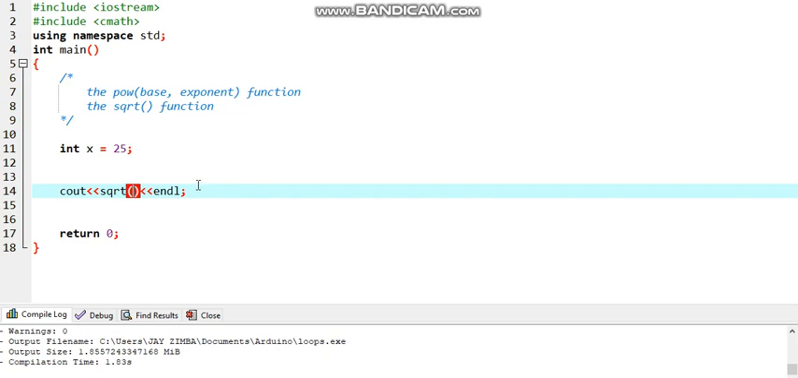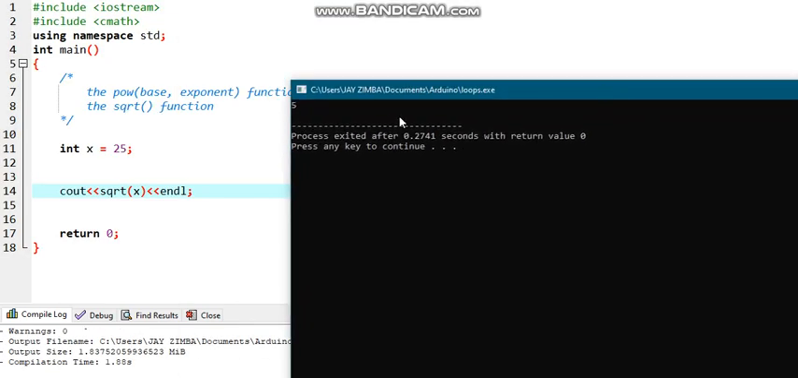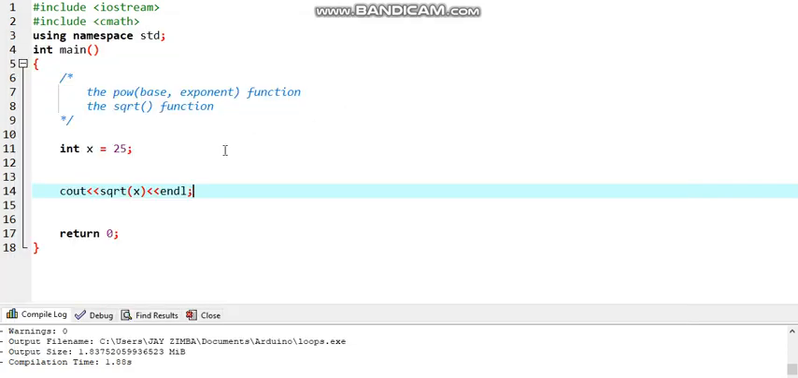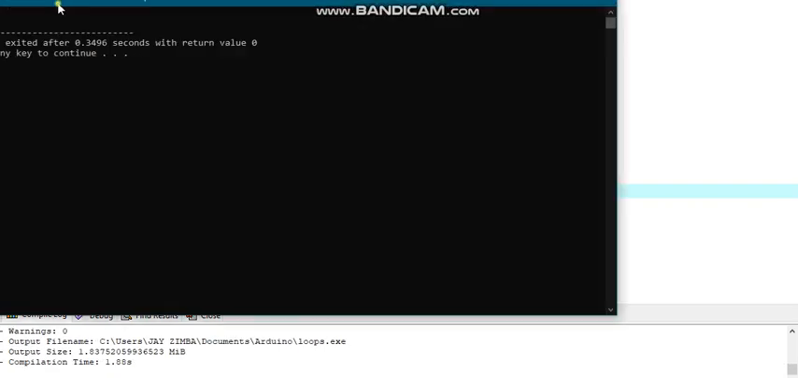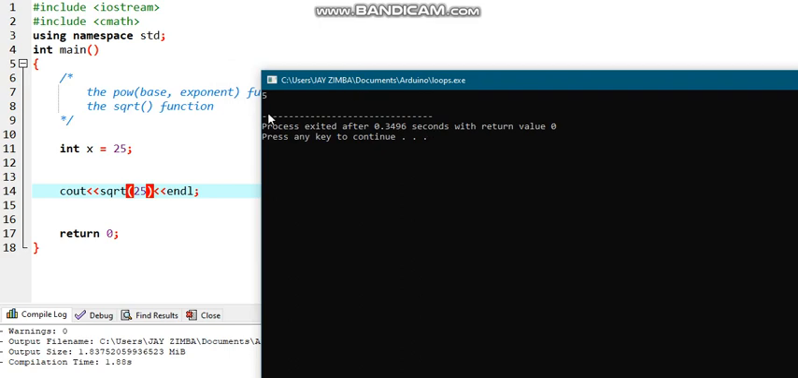So x, we're trying to find the square root of x, which is 25. So the square root of 25, what is it again? That's 5. So that's the 5 that we have there. Or you can still put a number in here, the square root of 25. It will still give you 5. Alright guys, you have it, it's giving you 5.